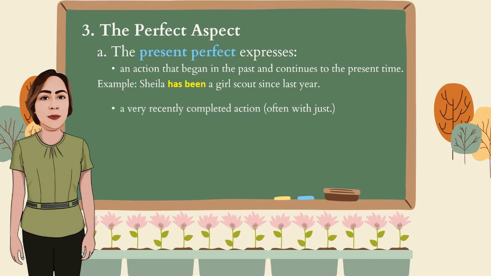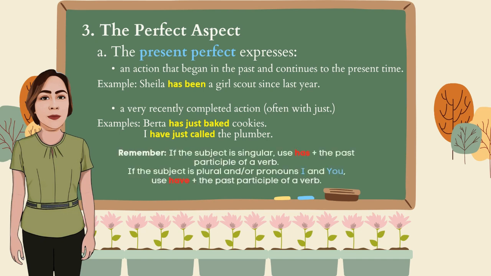Another, the present perfect expresses a very recently completed action, often with just. Examples: Betta has just baked cookies. I have just called the plumber. Remember, if the subject is singular, use has plus the past participle of a verb. If the subject is plural or pronouns I and you, use have plus the past participle of a verb.